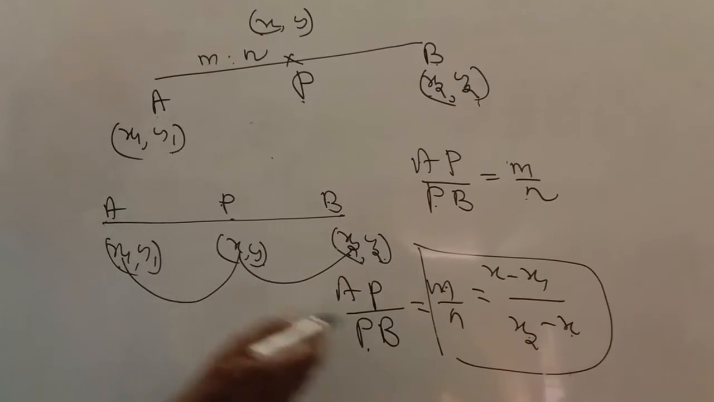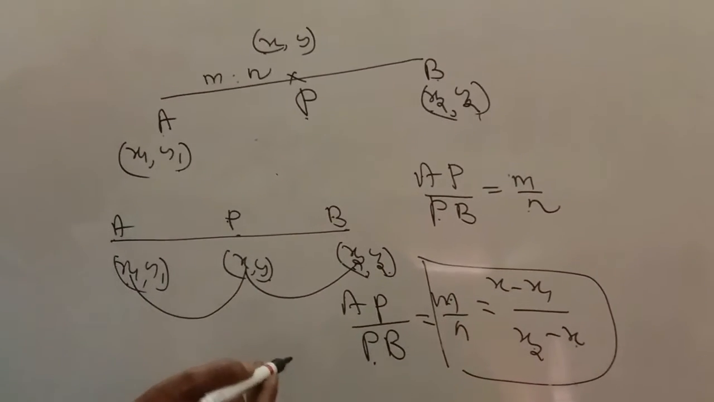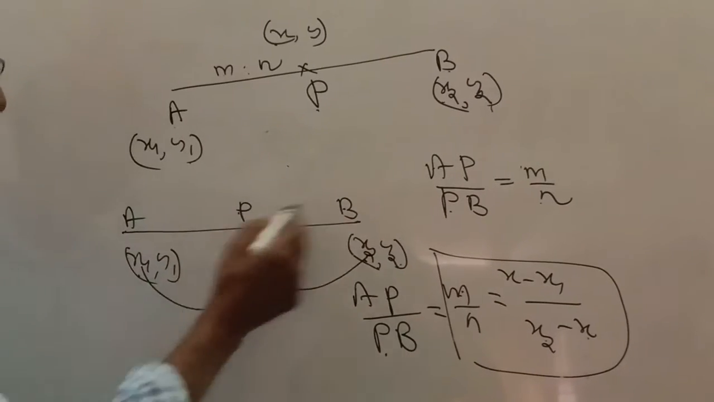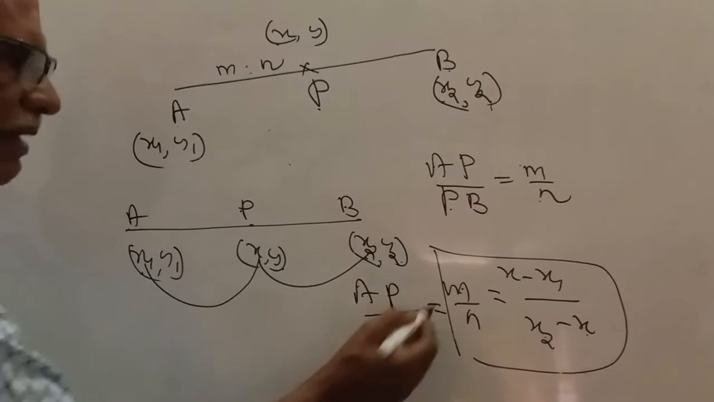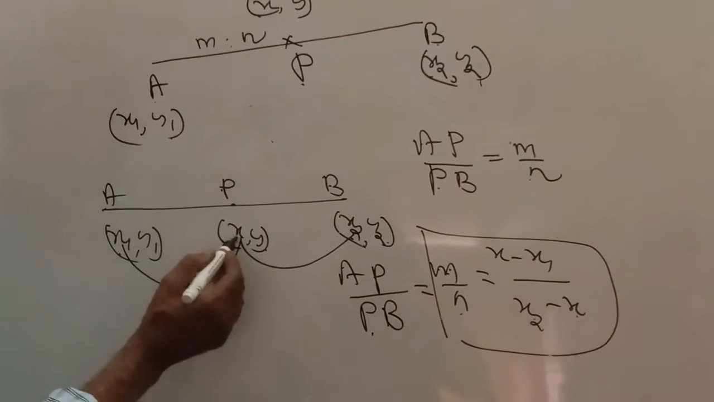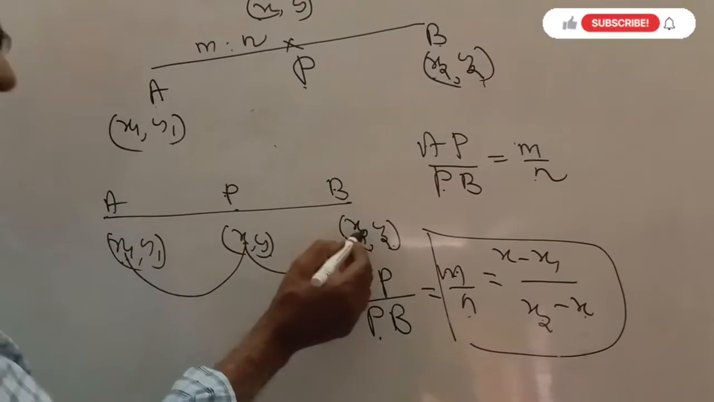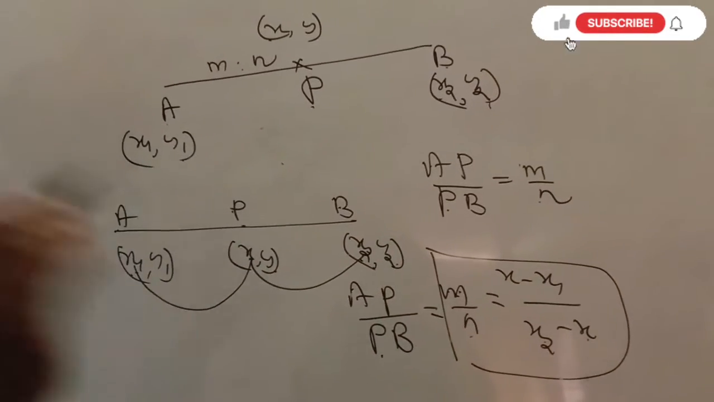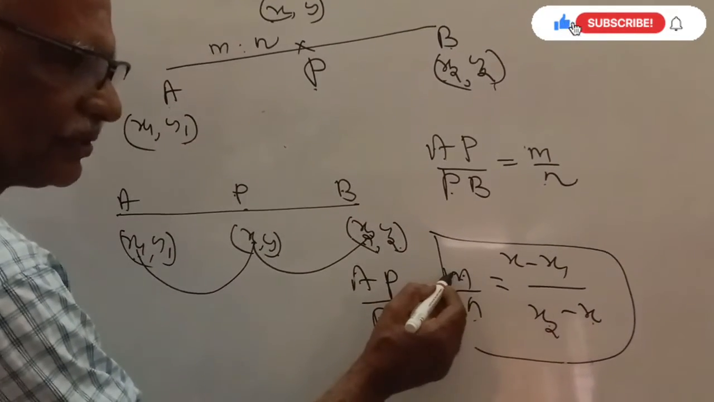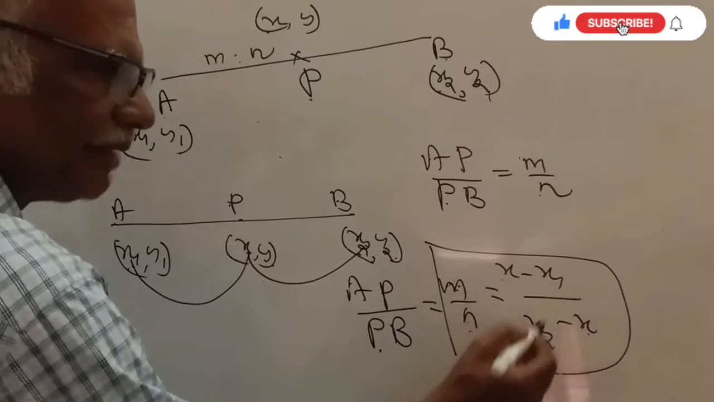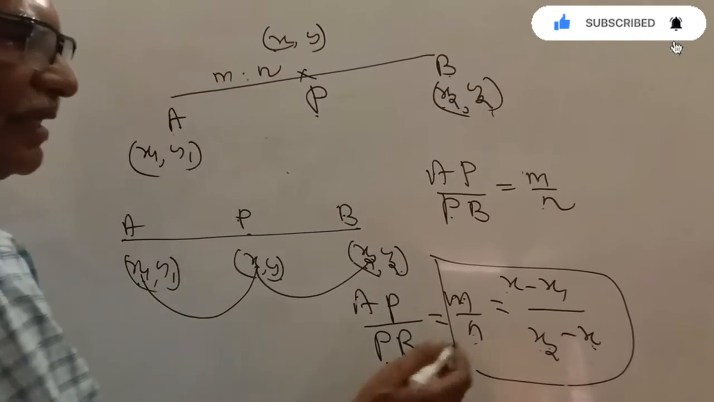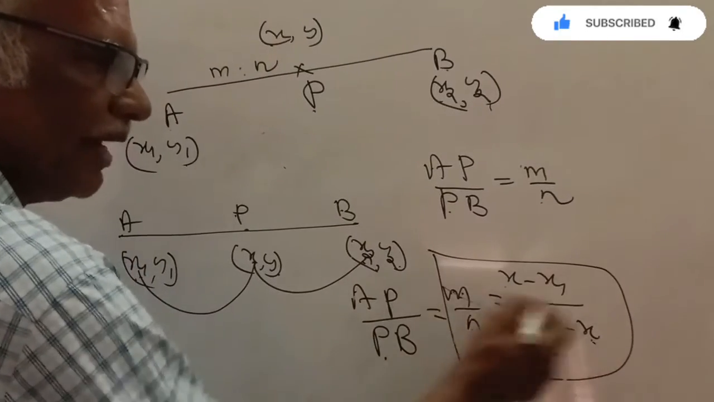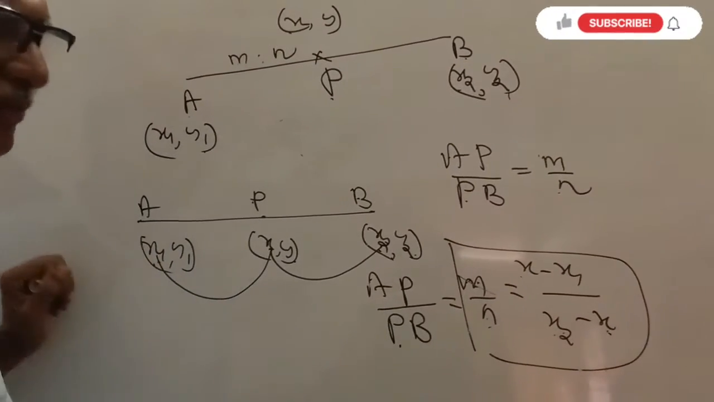AP by PB is obtainable either by x or by y. So if you take x, AP by PB, which is m by n, is (x minus x1) by (x2 minus x). Now we have a situation like this. m by n is (x minus x1) by (x2 minus x). Now we see the answer for x can be obtained by cross multiplication and simplification.